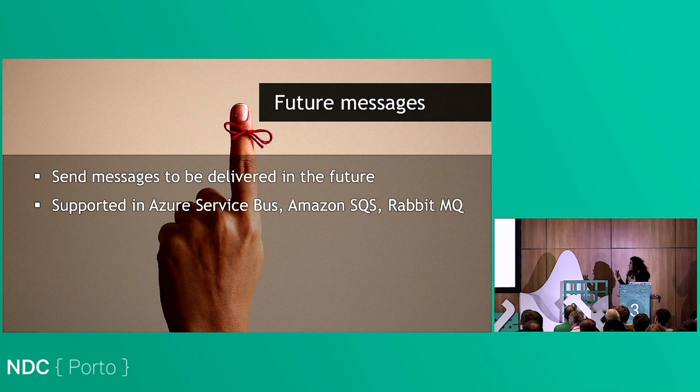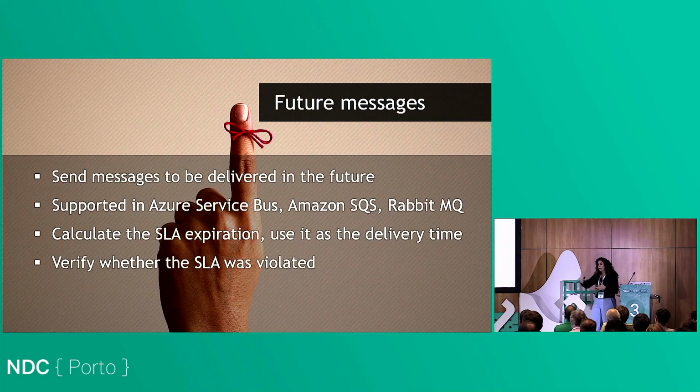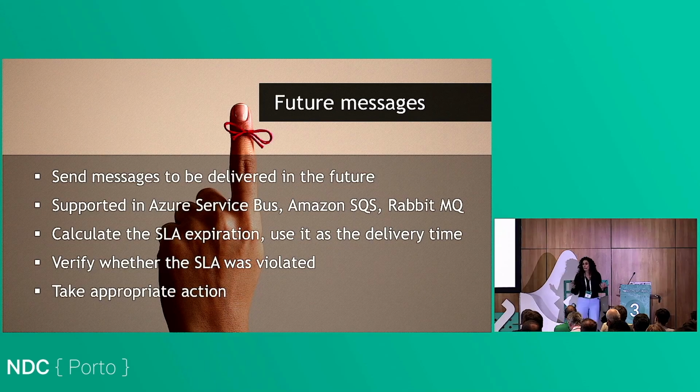And there are many middleware technologies that support this as well. Now, how does this then connect to those SLAs? Well, basically what we want to do is calculate the SLA expiration time and then use that as the delivery time of our message. And then when that message comes in, we can verify whether that SLA was violated or not. And if that is the case, then we can take whatever appropriate action, like, for example, canceling the order at that point.